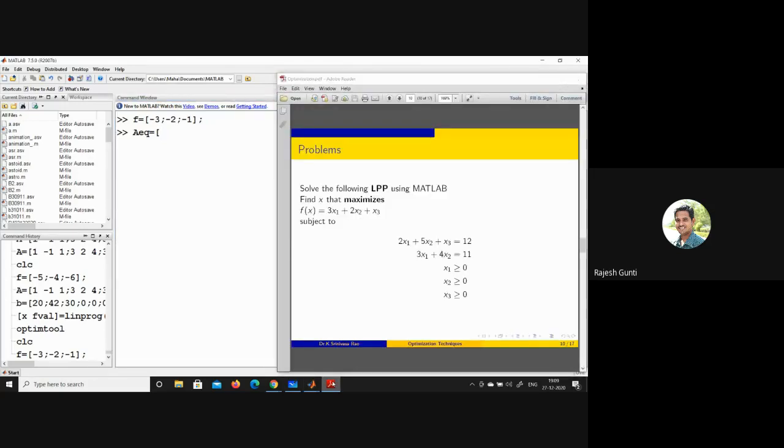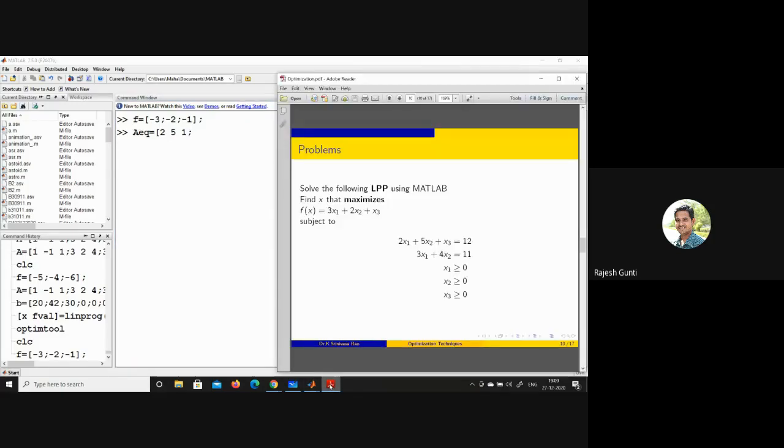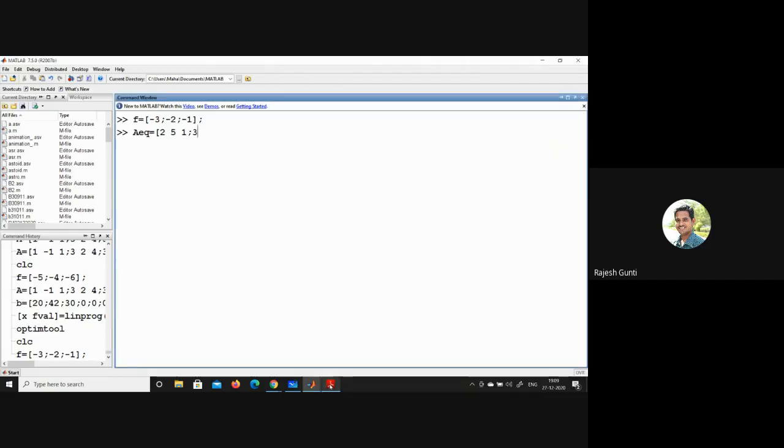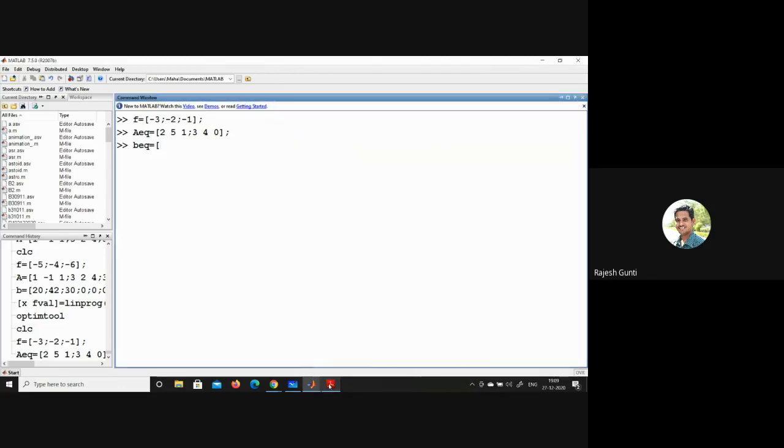A equality is 2, 5, 1 semicolon 3, 4, 0. B equality, the right hand side, is 12 semicolon 11.